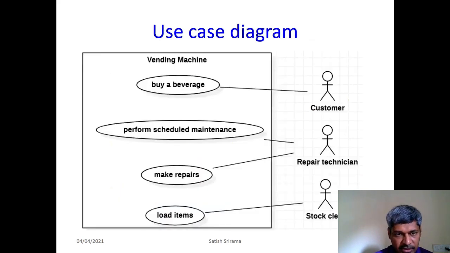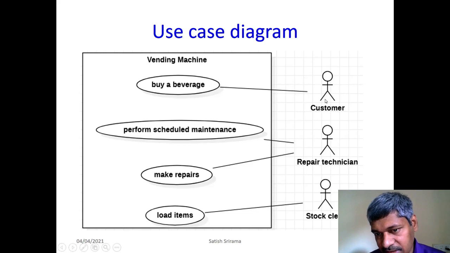So that's about the use cases. Then you will be drawing use case diagrams. UML allows these use case diagrams. In this case, the stick figures are the actors. A use case diagram involves these actors and the use cases. The actors are the stick figures like this one, and the use cases are shown as ellipses.